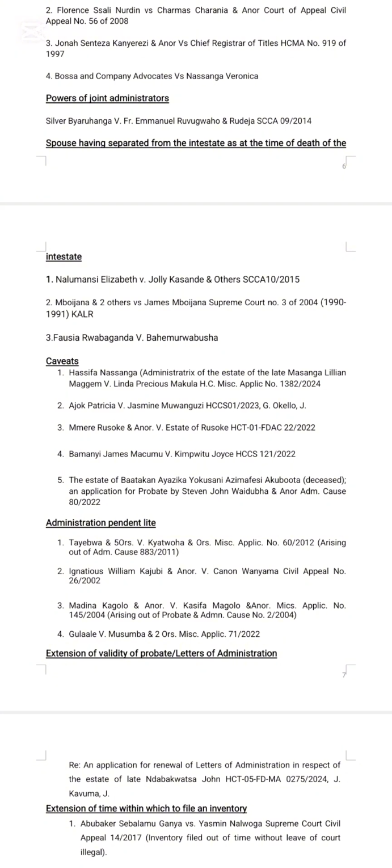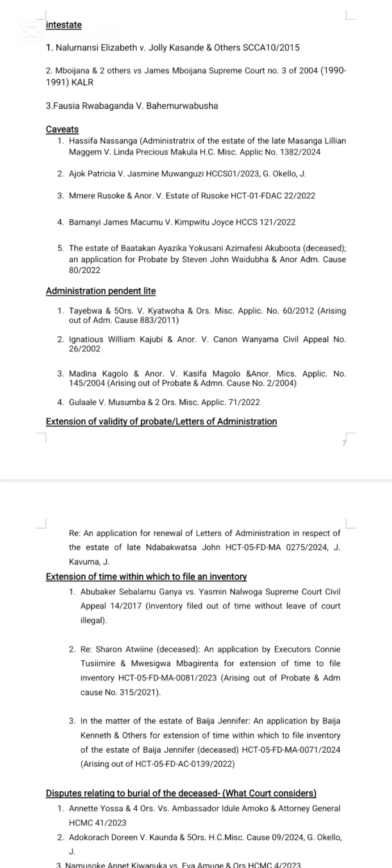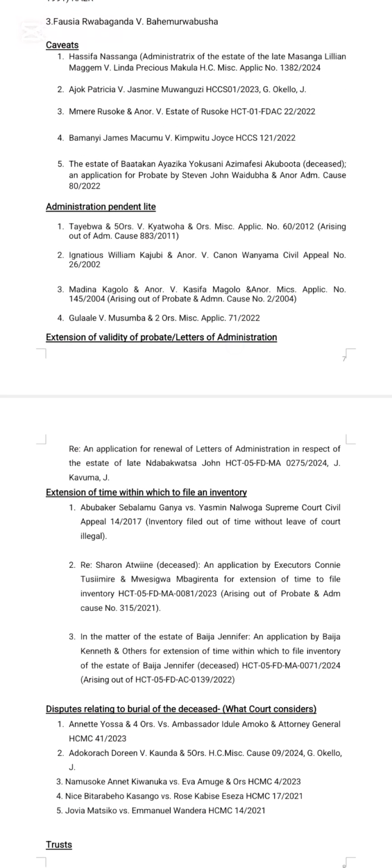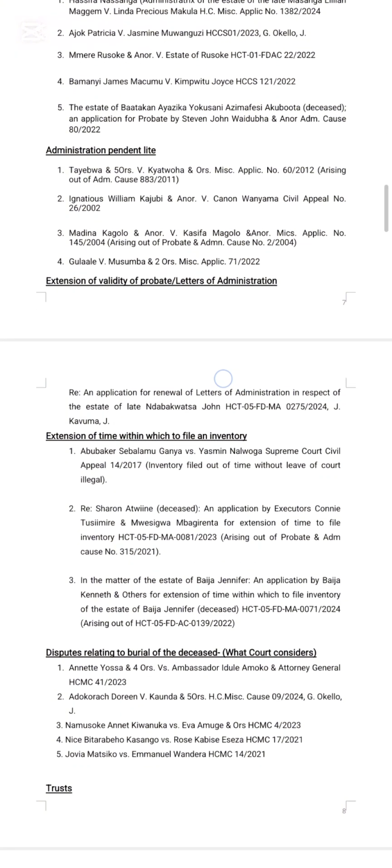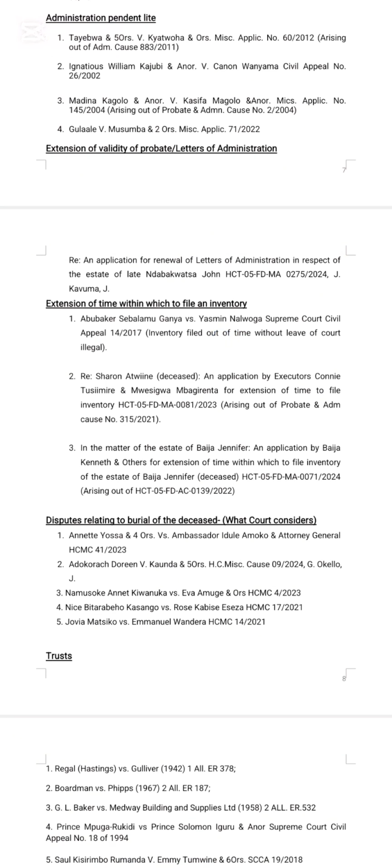Suppose having separated from the intestate. So once a person dies, when you are separated, you are not always entitled to the properties. Then looking at caveats, you can lodge caveats to object to the grant of the letters of administration or probate. Administration pendente lite always arises in situations where the letters are being revoked, and during that time court can appoint an administrator of the estate.